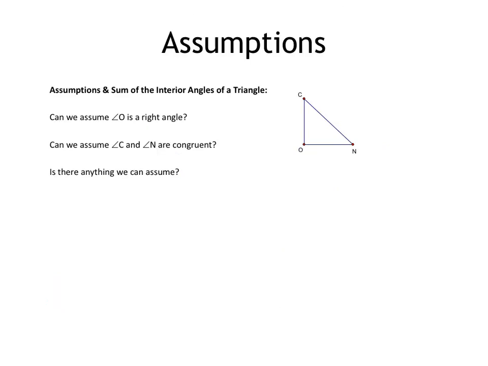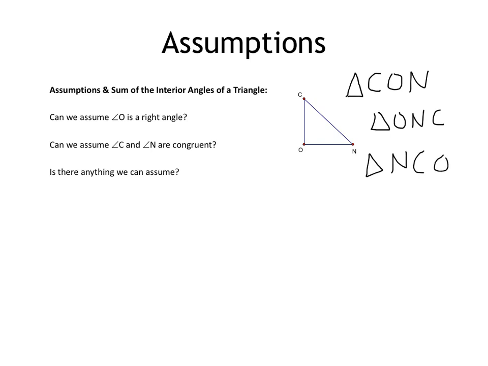Lastly, we will speak about assumptions and learn about the sum of the interior angles of a triangle. As you can see, off to our right, we have our example of a triangle CON. Let's properly name this triangle with the notation triangle CON. We could also name this as triangle ONC or triangle NCO. There are multiple ways we can name this triangle, but all we need to know is that we name triangles by all three vertices.